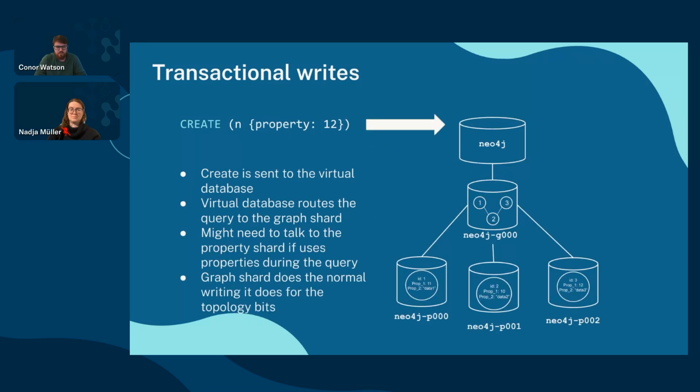So here's a small example. Here we're going to create a node with a property on it, 12. We'd send that create through to the virtual database. The virtual database would then send that through to the graph shard, which, if this example said property equals some other property from some other node instead of 12, then we might need to do some queries to the property shard like we would not do normally. And that would use the same read path that we saw before. But in this case, we just create this. So the graph shard does the normal writing. It does the topology bits that you would expect.